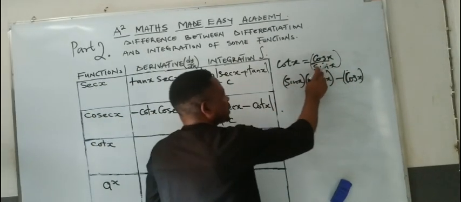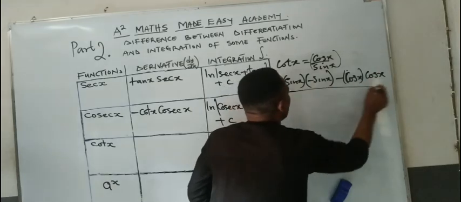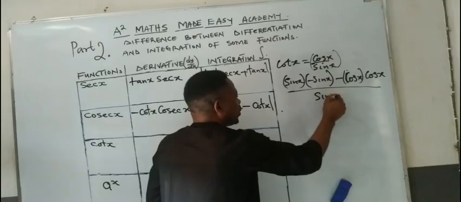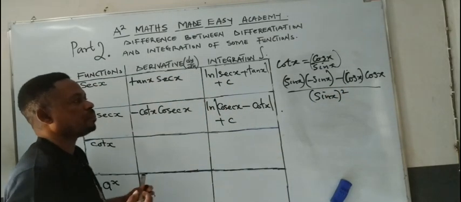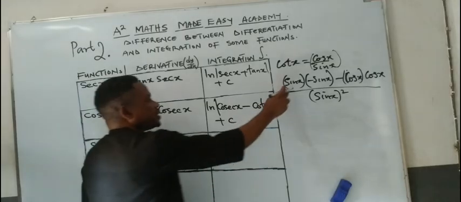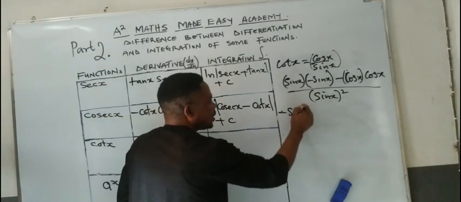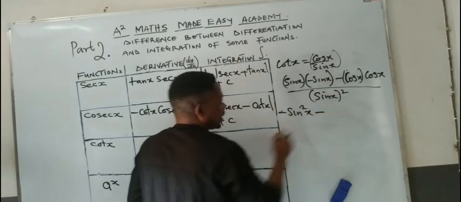The denominator is sine x. If you differentiate it, it will give you cos x. Then all divided by v squared, right? And what is v? V is sine x. Everything is all squared. Can we open the brackets? Now I want you to watch. Sine x times minus sine x will give us minus sine square x. Then here is minus as well.